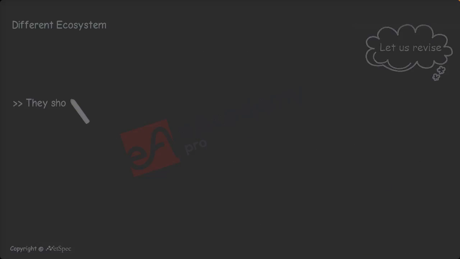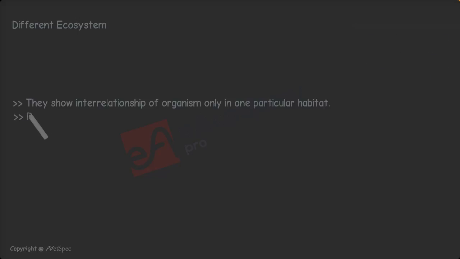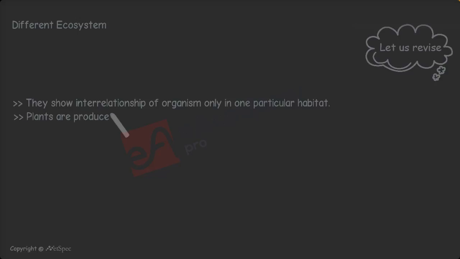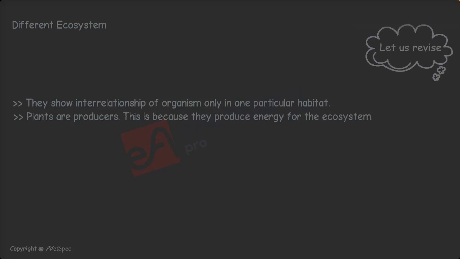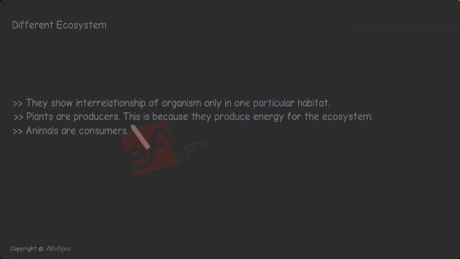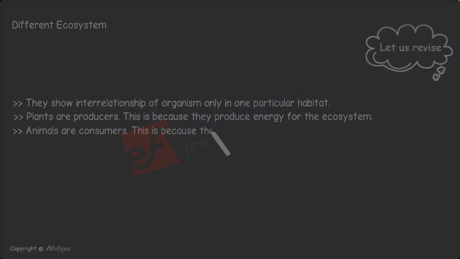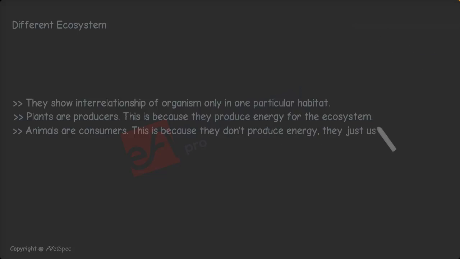Number 1. They show interrelationship of organisms only in one particular habitat. Number 2. Plants are producers. This is because they produce energy for the ecosystem. Number 3. Animals are consumers. This is because they don't produce energy. They just use it up.